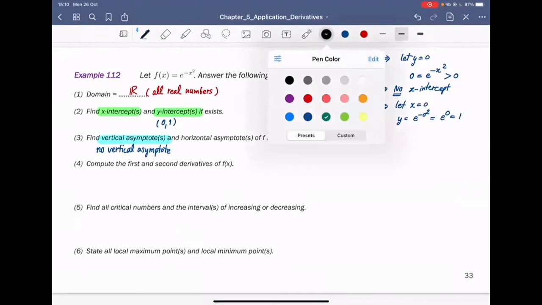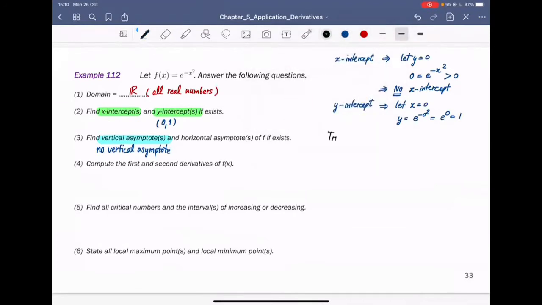So I'm gonna write the trick here. The trick is: a vertical asymptote exists when the denominator equals 0. For here, our function is not a fraction. You can see our function is not a fraction, so there's no way that your denominator is going to be 0. So no vertical asymptote.